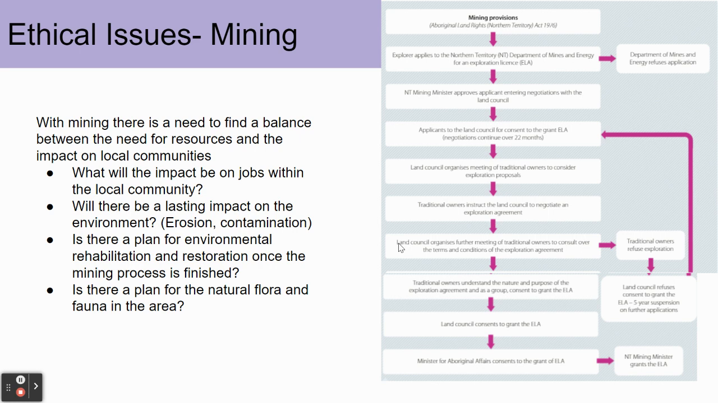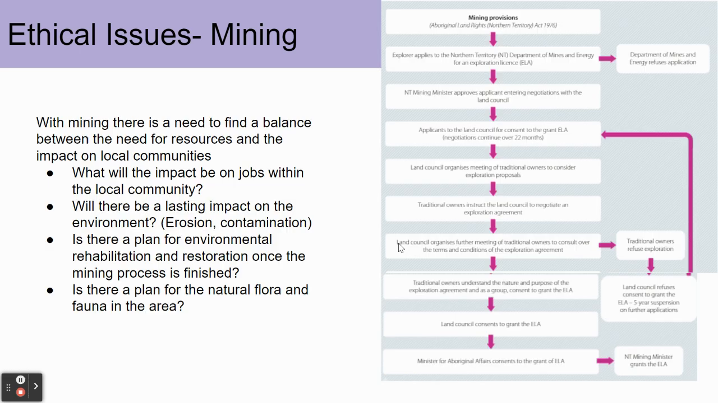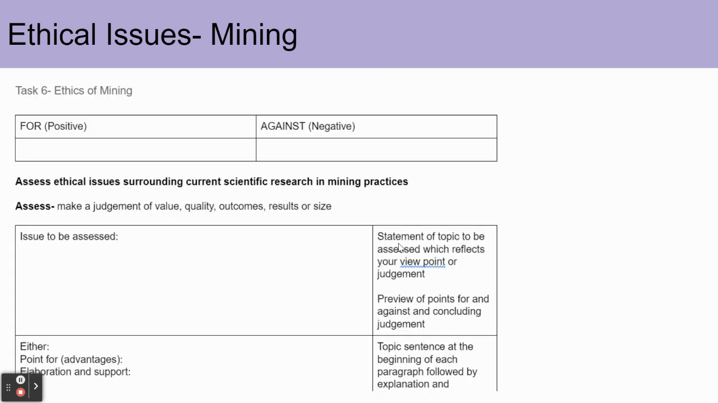So we can see here quite a process of how we may, in fact, grant some exploration licenses. This is a process here, and it involves a lot of consultation with traditional owners of the land and looking at all of the different issues for that community in and around mining. So again, task 6 allows us to elaborate on this and look at the ethical issues in more detail. You may want to go back to this diagram, but also consider these probing questions in your research.